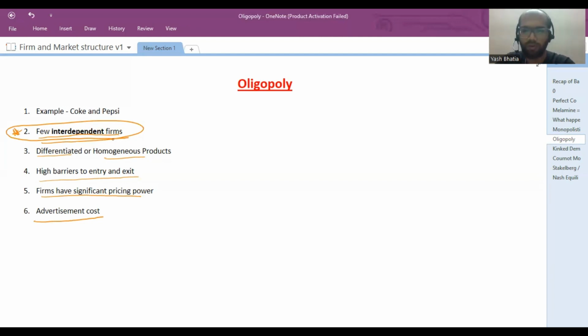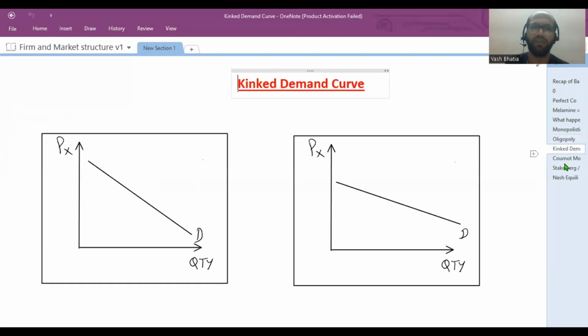Okay, now let's move on to understand the equilibrium condition, the pricing and equilibrium quantity in oligopoly. There are different models that we will study, starting with the kinked demand curve. Before starting with the concept of the kinked demand curve, let us first understand the concept of elasticity. Elasticity of demand measures the percentage change in quantity demanded when we change the price by, let's say, X amount.